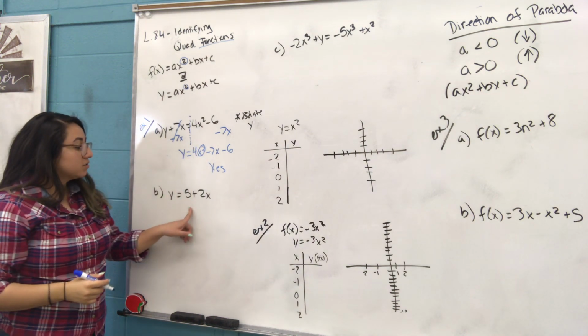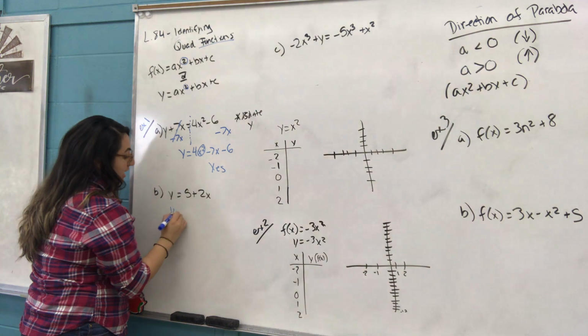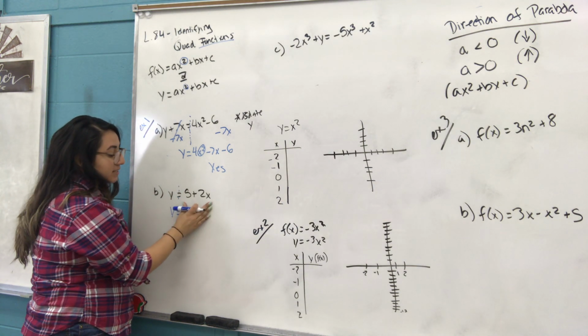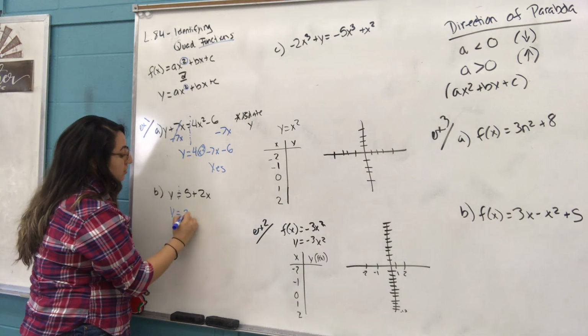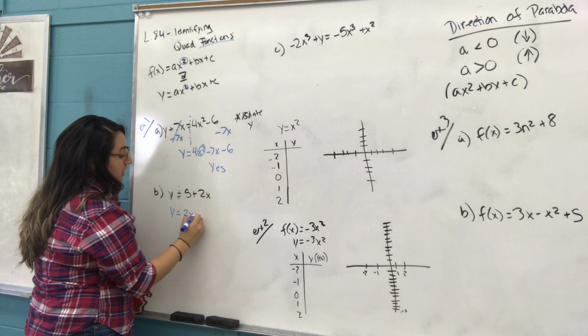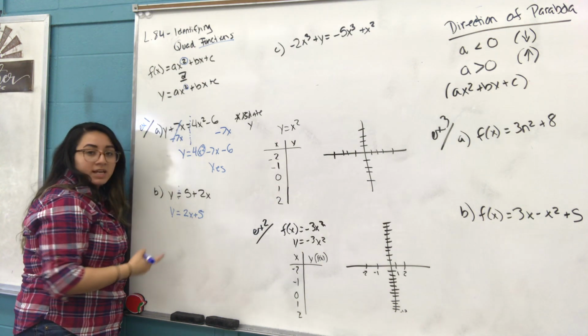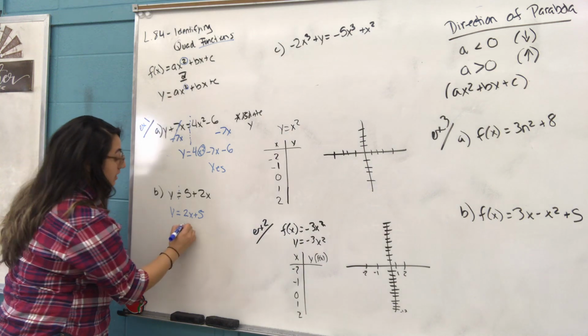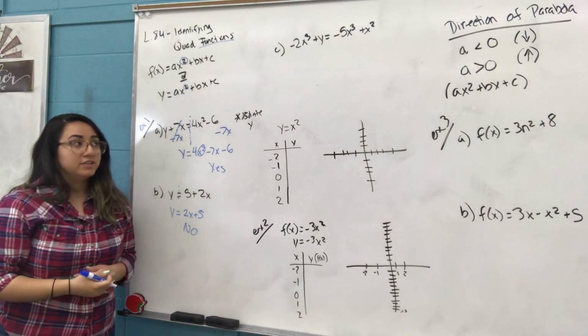Next one. Y equals 5 plus 2x. I always make sure my x is first. So it's on the same side, so we're not changing any signs there, so we're just flipping it. So 2x plus 5. Here, does it have an x squared? It does not, so no, it's not a quadratic function.